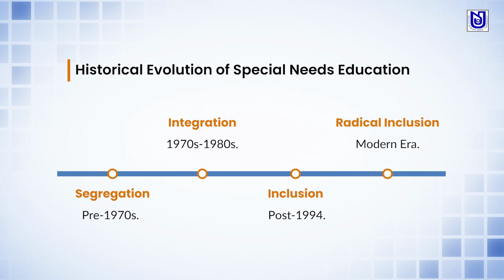And then finally, we move on to the phase of radical inclusion, that is the present modern era of 21st century, where education has moved beyond simple accommodation for full equity. But now, inclusive practices are such that they ensure the belonging and social cohesion for all historically marginalized groups, including learners with special needs.